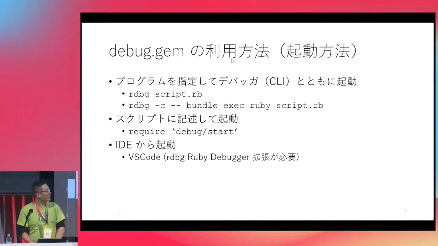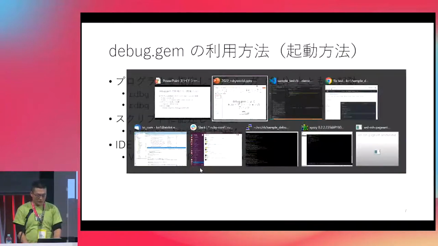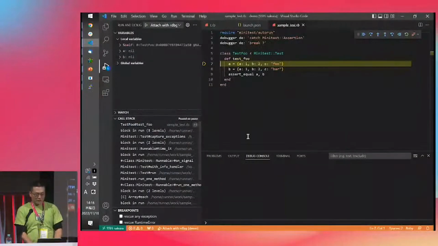So what we have to do is specify the program, and here the script. Just put the script into the debugger command, or write something like bundle exec. This kind of expression can be written, and then the program or debug.gem would start together with the CLI. And then you can start from the IDE as well. I would like to make some demonstration. This is VS Code. And here, I stop here. I suspend the program here. And then I would like to move on only one line. Well, I'm sorry.